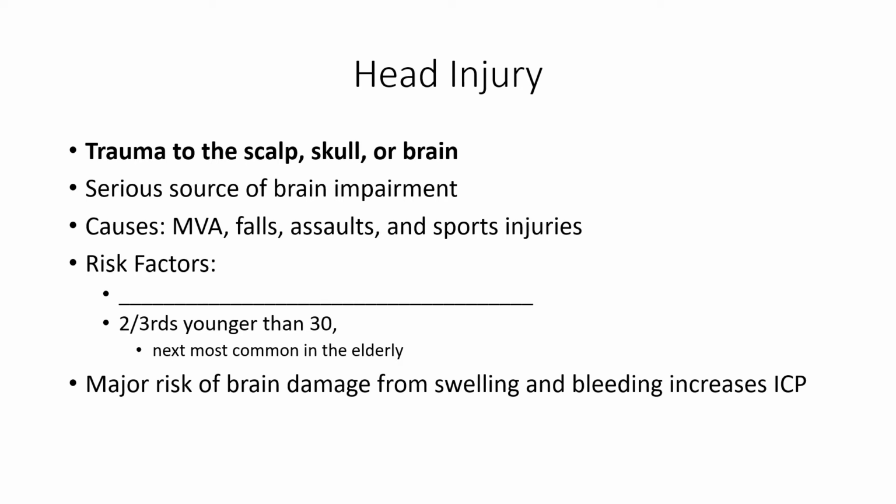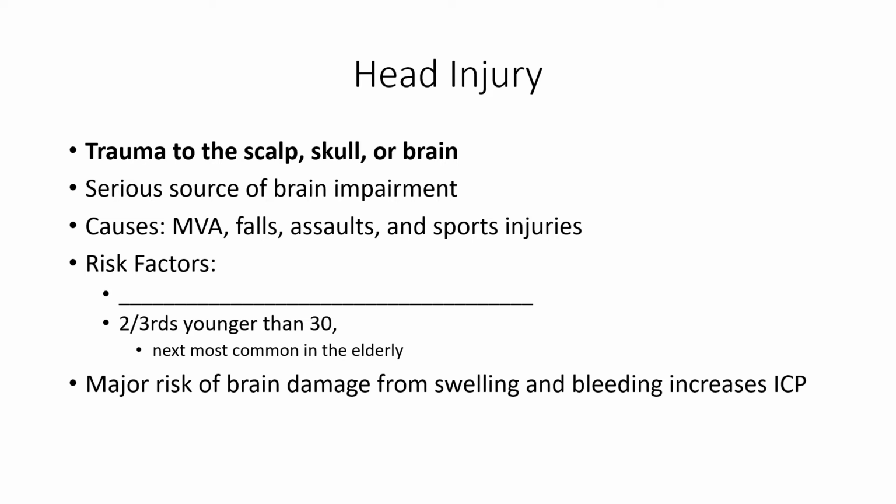Head injury. We're going to switch over to head injury. Head injury usually refers to traumatic brain injury, but is a broader category because it can involve damage to structures other than the brain, such as the scalp or skull. So head injury can be trauma to the scalp, skull, or brain. It can cause some serious brain impairment. Some common causes would be motor vehicle accidents, falls, assaults, and sports injuries.